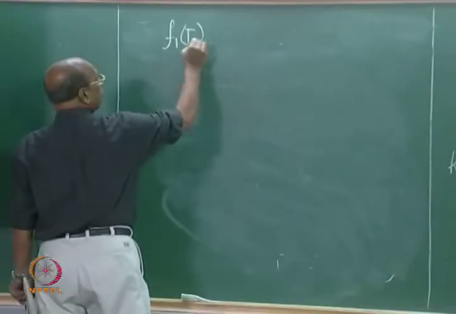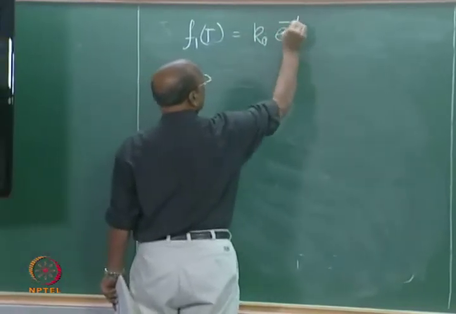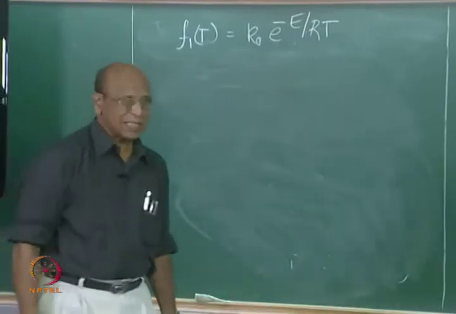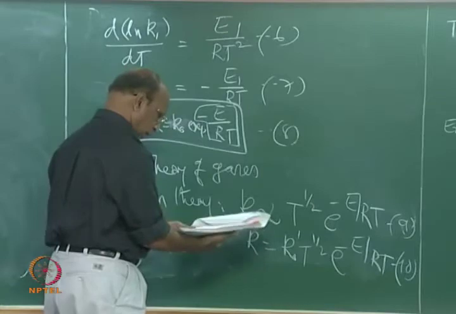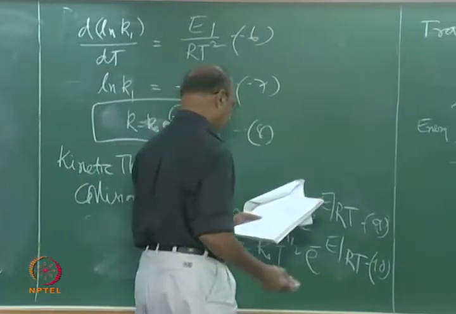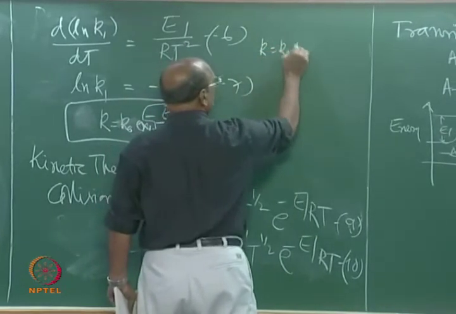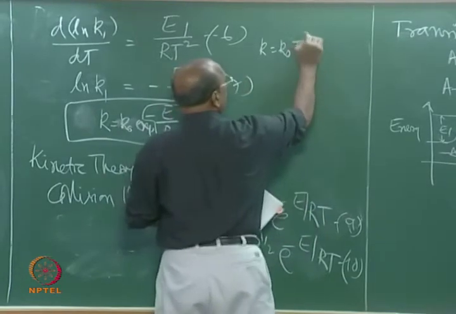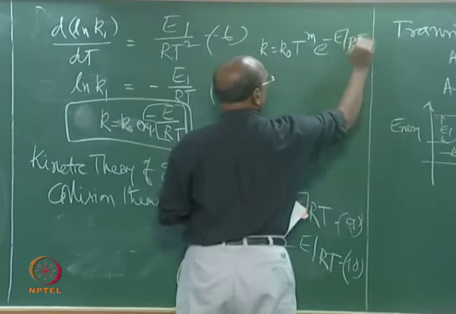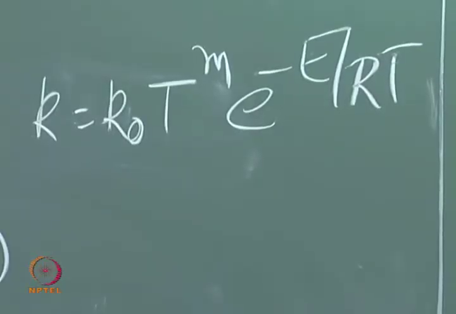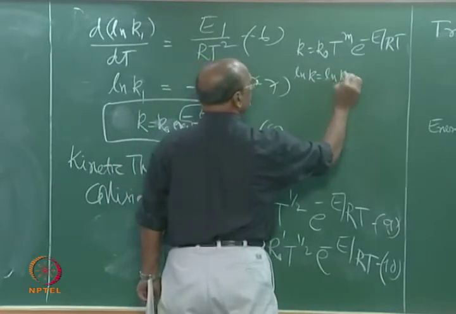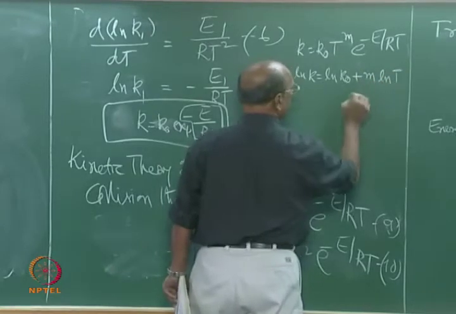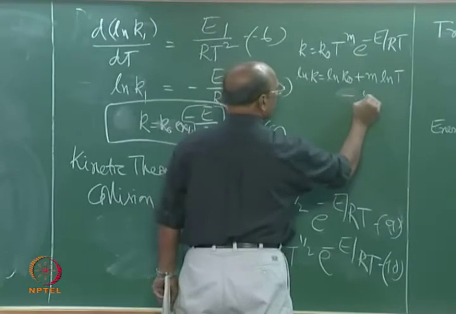So finally that term F1(T) will be k0 e^(-E/RT), right? We can also prove that; Levenspiel does that. I don't know in which volume he has done it. He does something like this: k = k0 T^m e^(-E/RT). Differentiate with respect to T, taking logs first. So ln k = ln k0 + m ln T - E/RT.